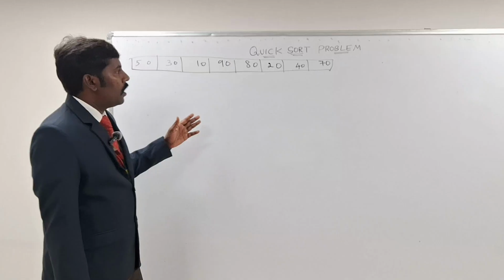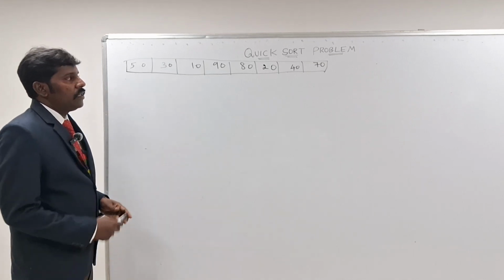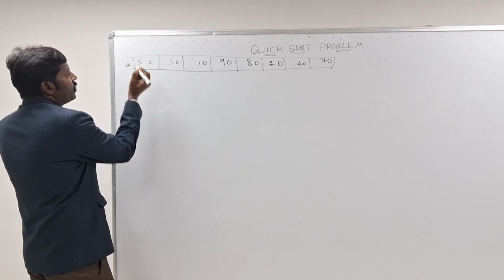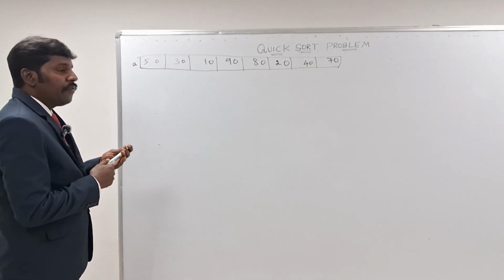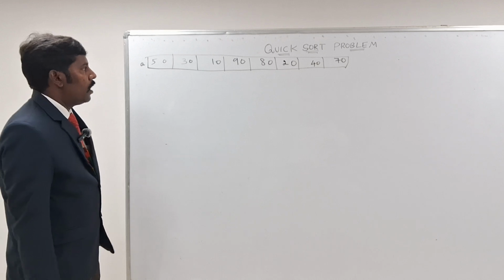Today we discuss the quick sort problem solved by the divide and conquer method in the Design and Analysis of Algorithms subject. Problem: arrange the values in ascending order. We store the values in an array; the name of the array is A. We need to follow four steps in this algorithm to solve the quick sort problem.